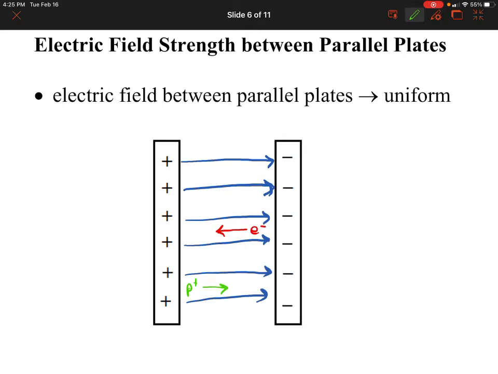So just because the field lines are always going towards the negative plate, that doesn't mean everything's moving towards the negative plate. You still need to keep in mind what's happening with positive and negative charges and have that in context. Okay?